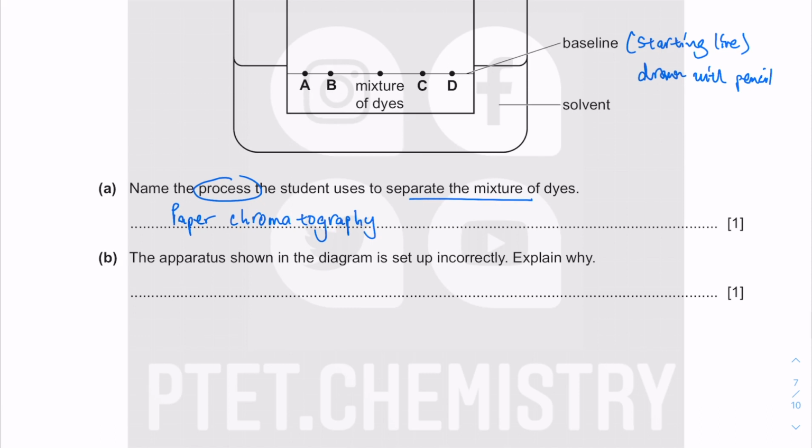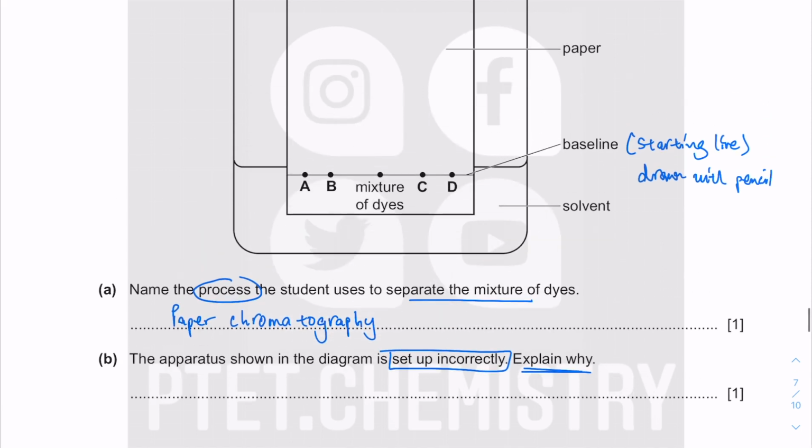Next question, it says the apparatus shown in the diagram is set up incorrectly. Explain why. I hope you can remember what I said earlier. The solvent must be below the baseline. Here you can see the solvent. This is the level of the solvent. So that is the solvent level, and that is your starting line.